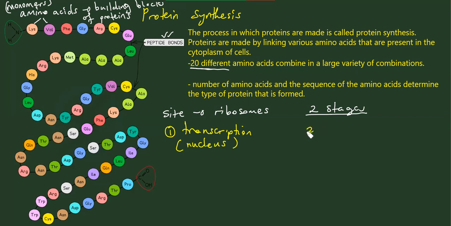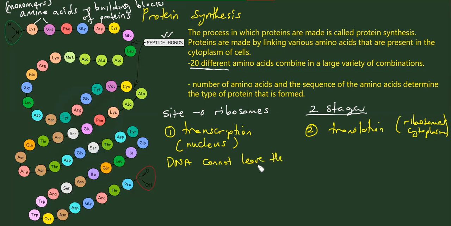I'll give you the reason for that. Then we have translation, which occurs in the cytoplasm, or I can simply say your ribosomes, which are in the cytoplasm. Now, your DNA is in the nucleus, the main site of your DNA. Your DNA is large in size, so it cannot leave the nucleus.